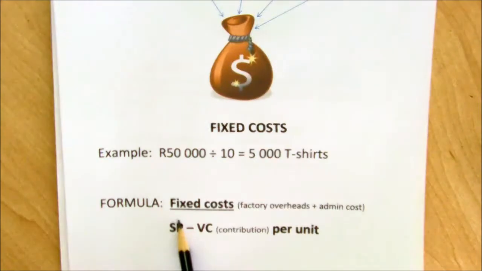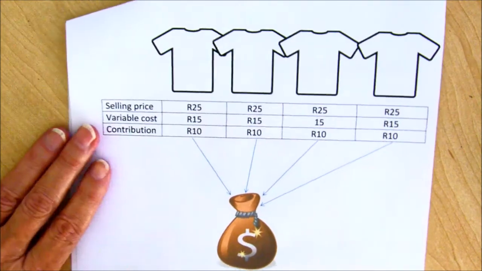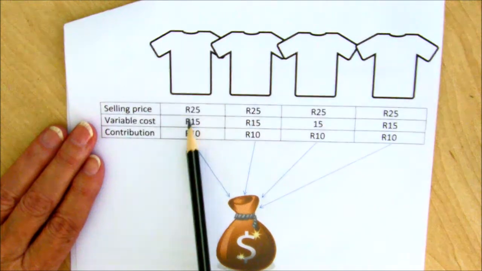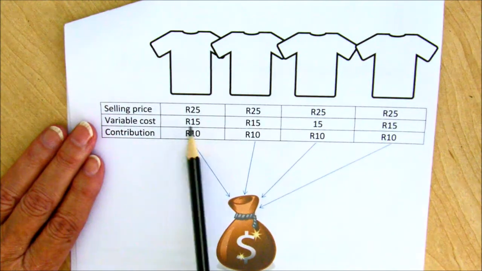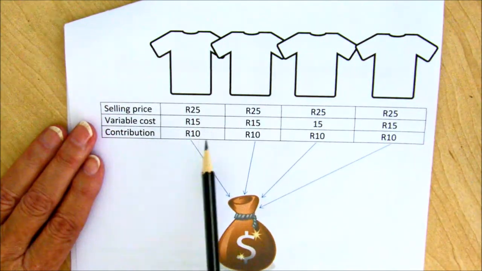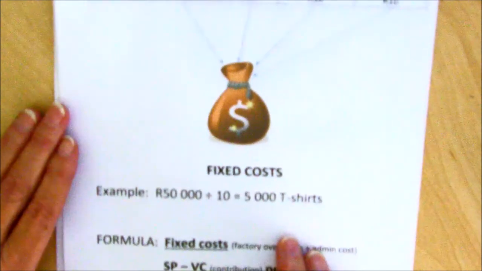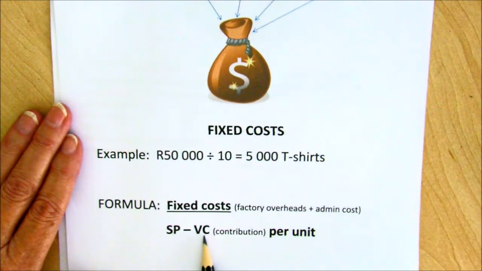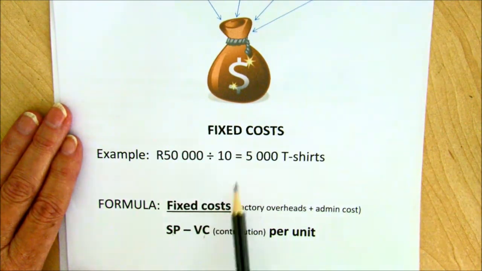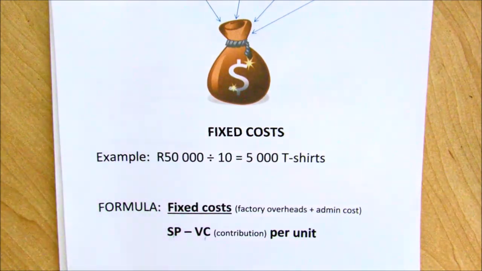And then the selling price minus the variable cost gives us our contribution. Go back there. Our selling price of 25 Rand minus our variable cost gives us a 10 Rand. That 10 Rand there is the contribution. It's what's left over. And every t-shirt will bring in the 10 Rand. So we take the selling price minus the variable cost, which is then 10 Rand, and we divide it in, which is exactly what we've just got here. So that's the formula for break even.